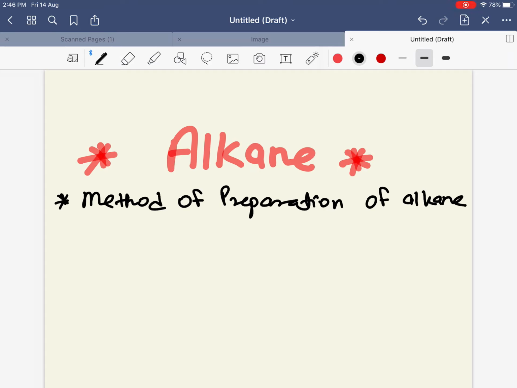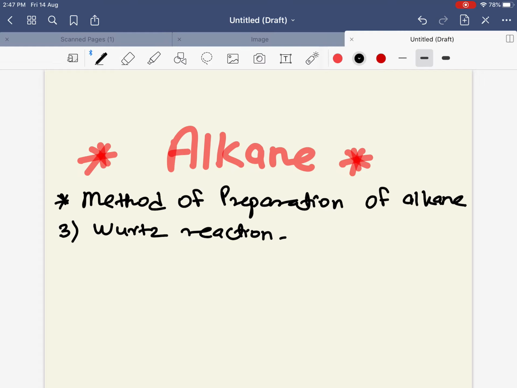Okay, welcome students. We can see the topic alkane, and in that topic, we can see the methods of preparation of alkane. So, first method is from alkene or unsaturated hydrocarbon by addition of hydrogen. The second method is by the reduction of alkyl halide. And in that lecture we can see the third method of preparation, preparation of alkane by Wurtz reaction.